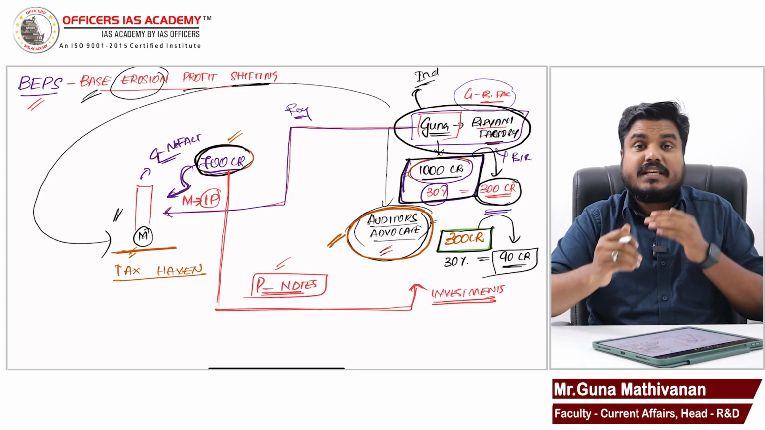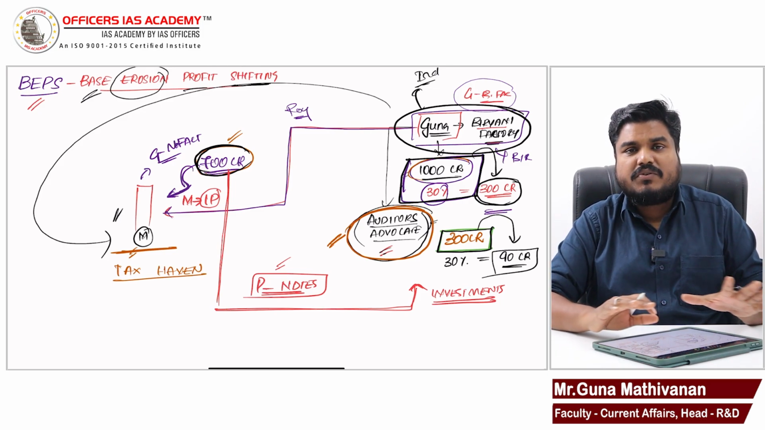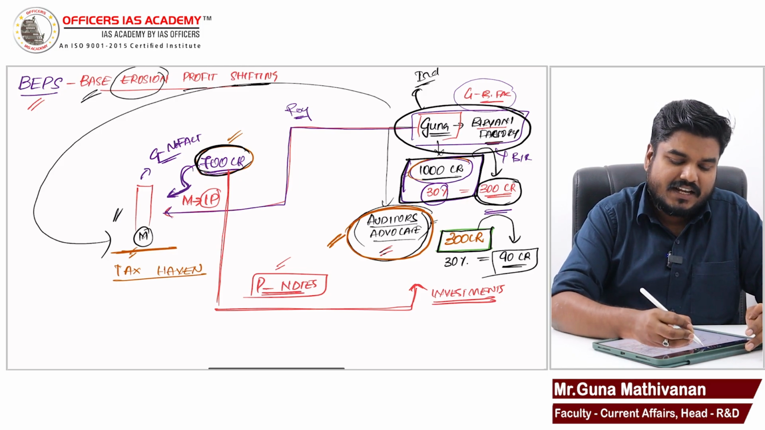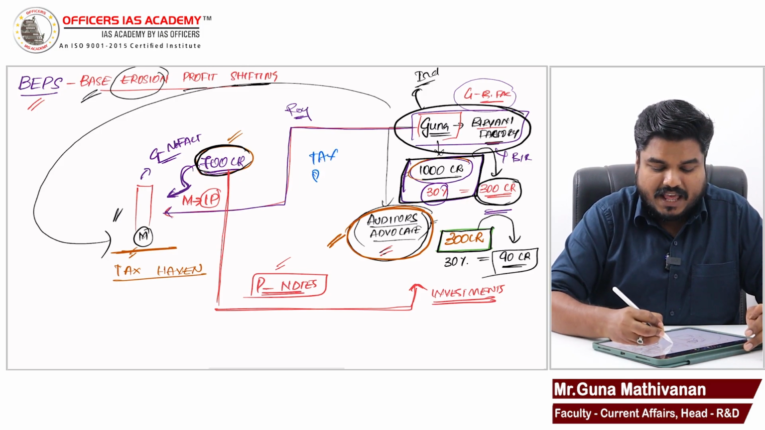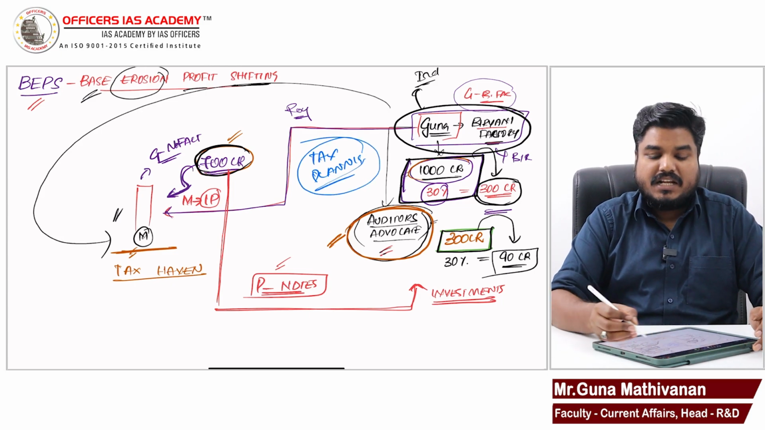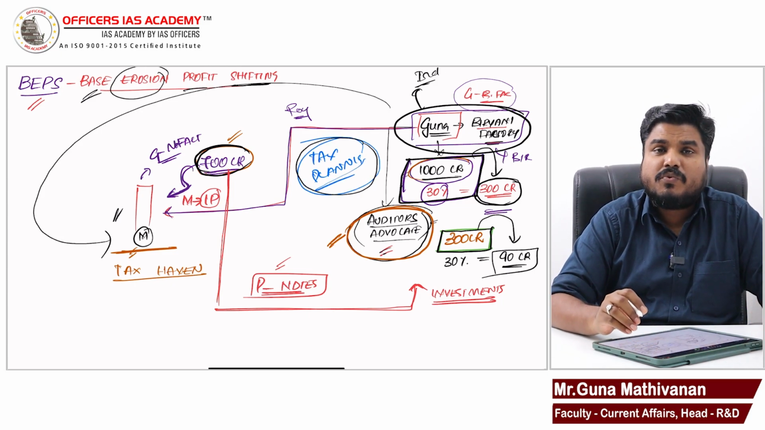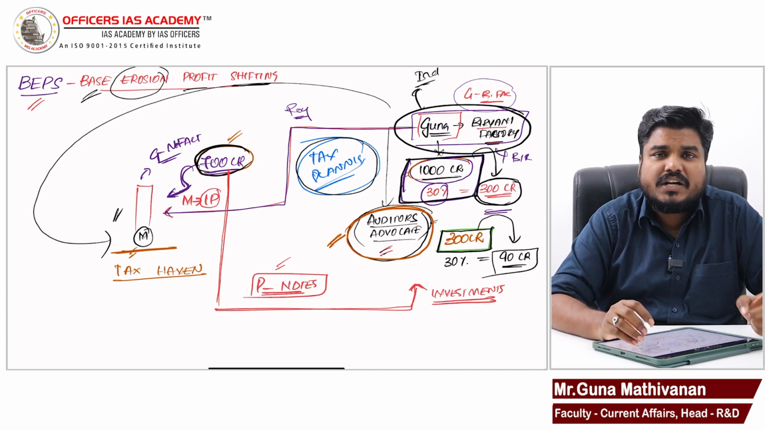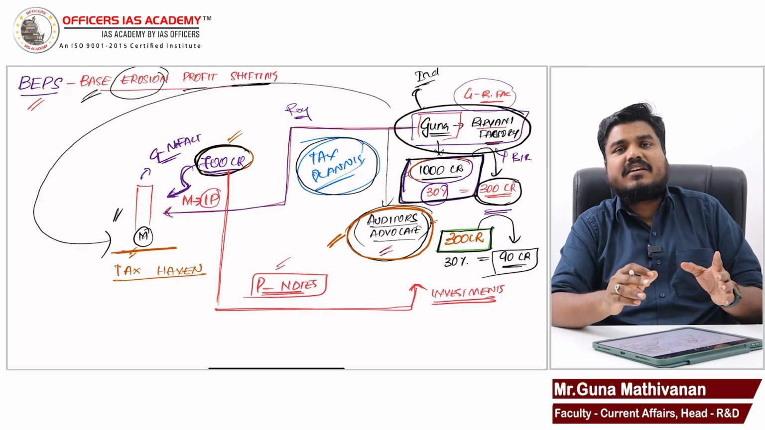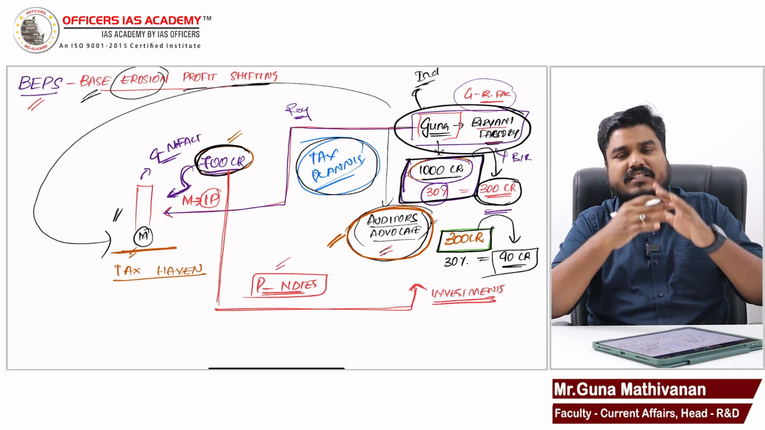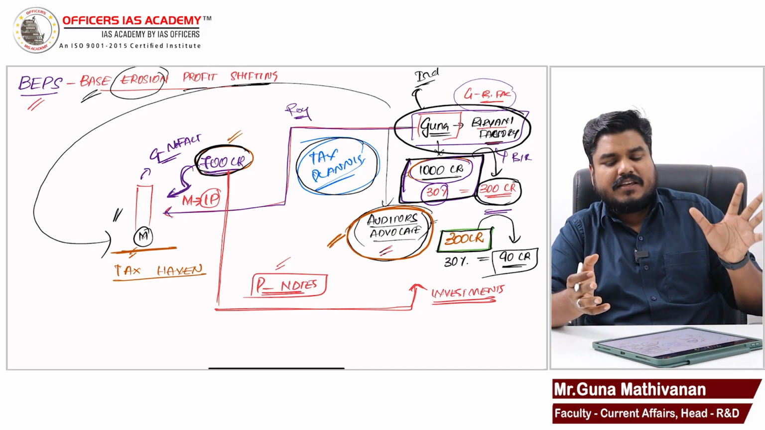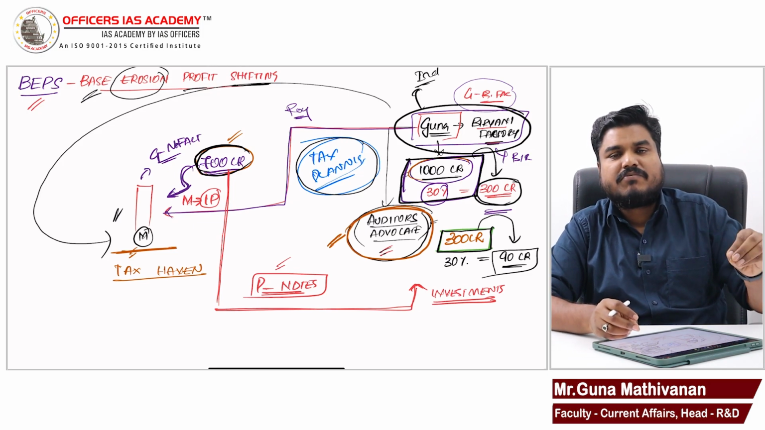But he is misusing all the gaps. What Guna did is not evasion. What Guna did is tax planning. But however, because of this tax planning, you won't believe, every year around $250 billion of revenue is being lost in different countries across the world. That much loss we are able to see because of this base erosion profit shifting.